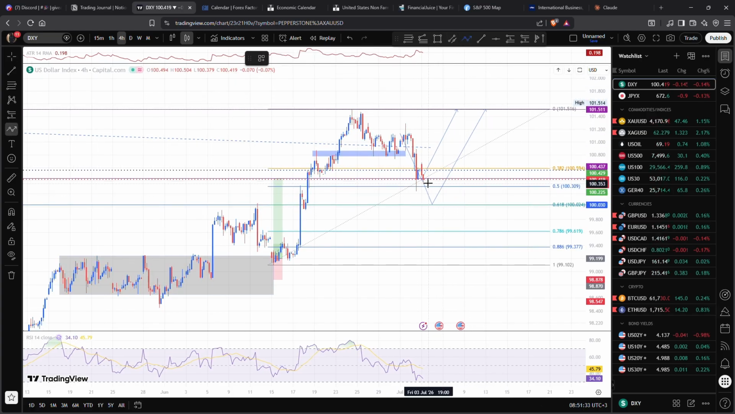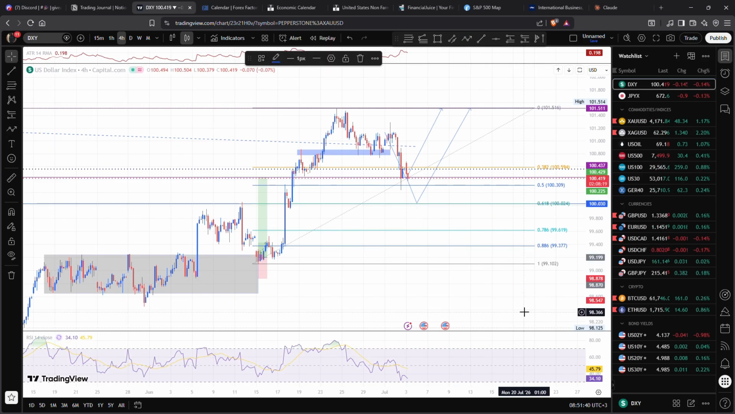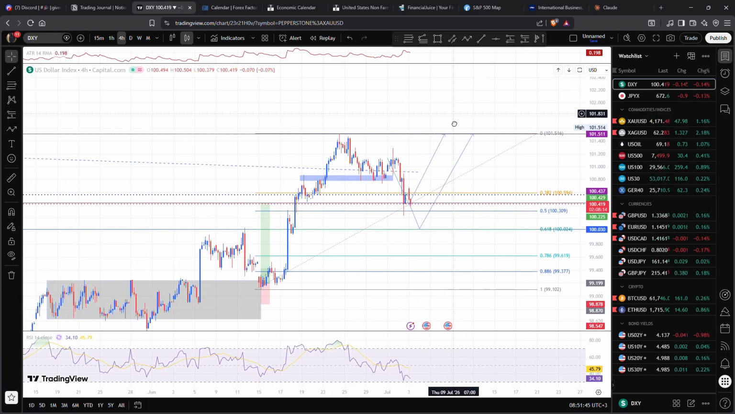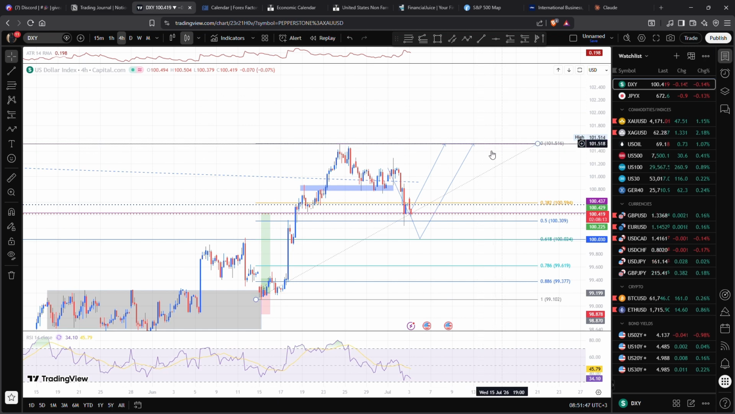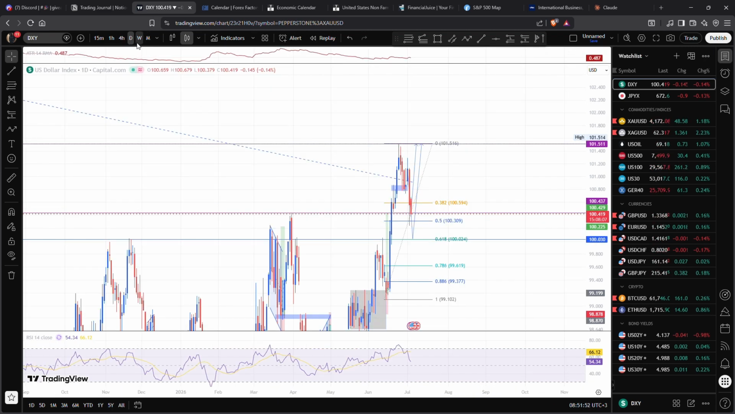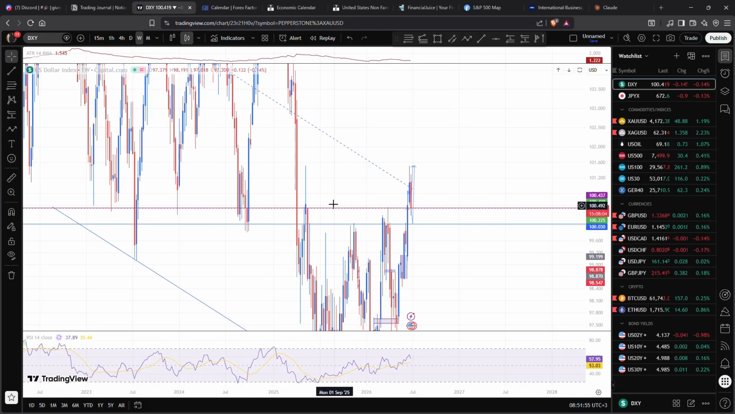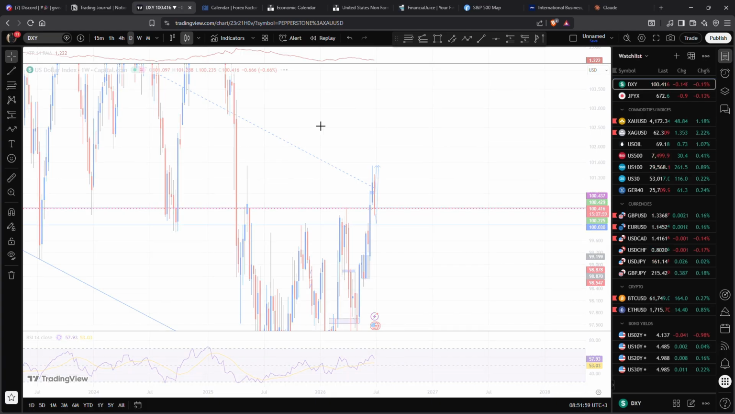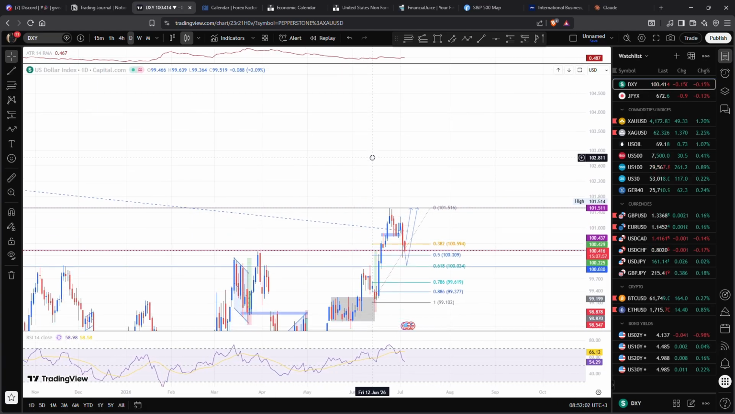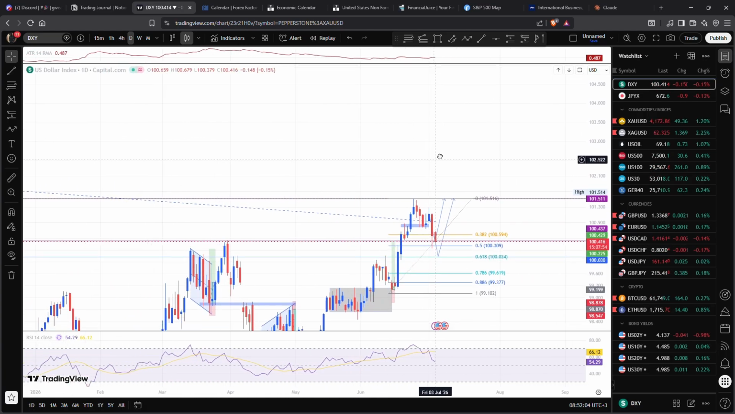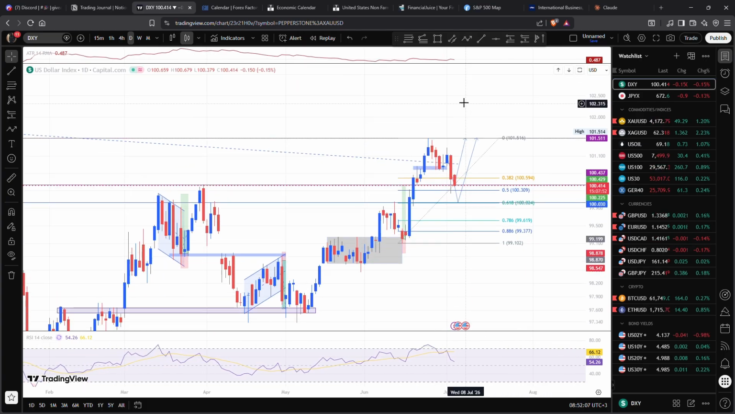If not, we could see it melt even lower. But based on the data, my expectation is that possibly we could see a bounce from this area and continue with a bullish move. Maybe see a break above this 101 or 101.5 level, and continue maybe to about 104, which I think is the next significant level of support and resistance.